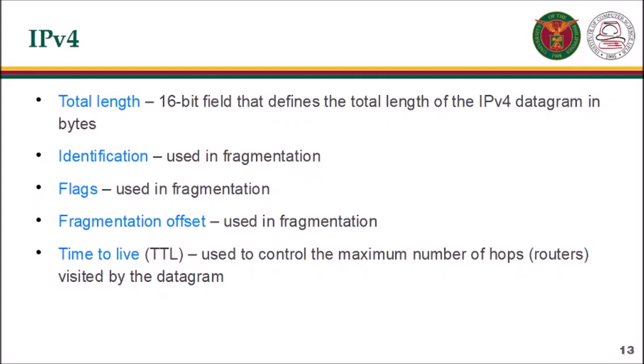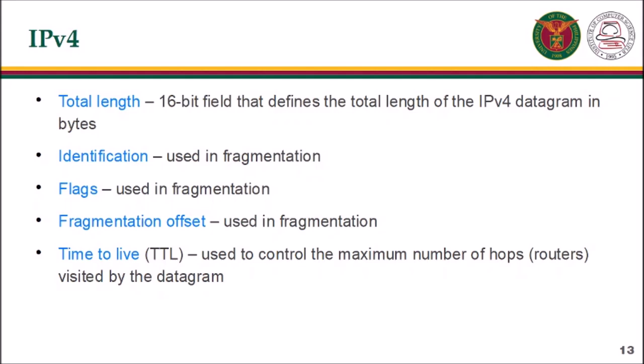Due to some malfunctioning of routing protocols, a datagram may be circulating in the Internet, visiting some networks over and over without reaching the destination. This may create extra traffic in the Internet. The time to live field is used to control the maximum number of hops visited by the datagram.